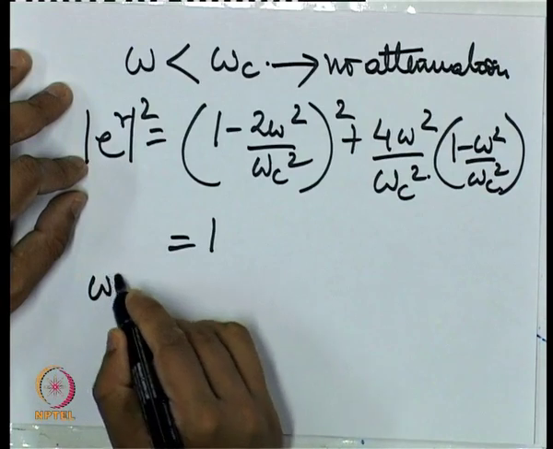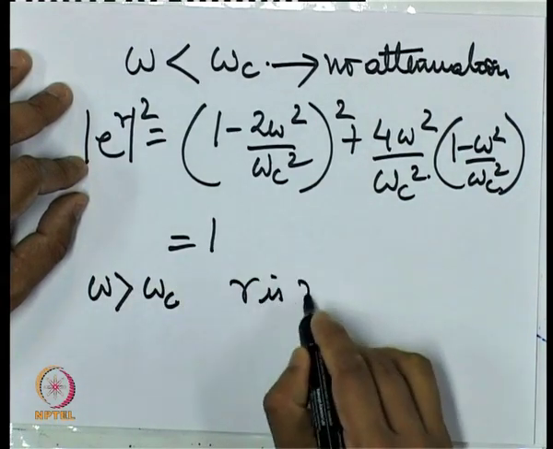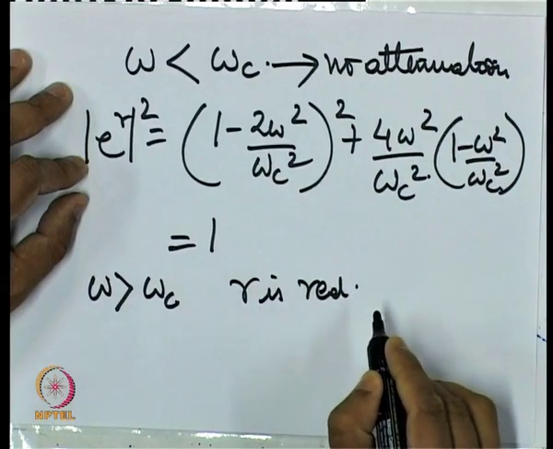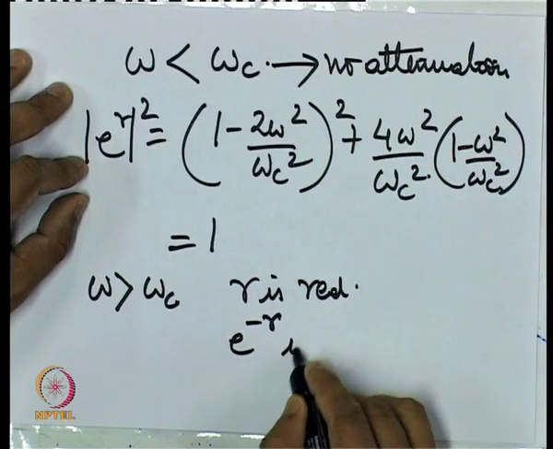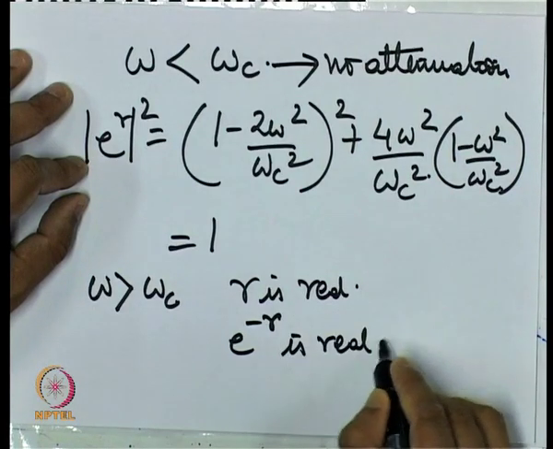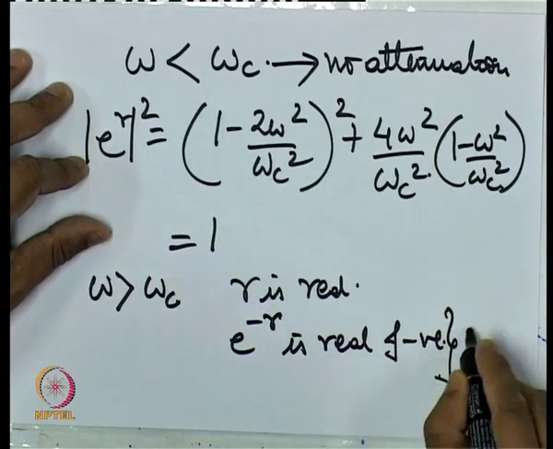Now, for omega greater than omega c, gamma is real, and hence e to the power minus gamma is real and negative, and this corresponds to stop band.